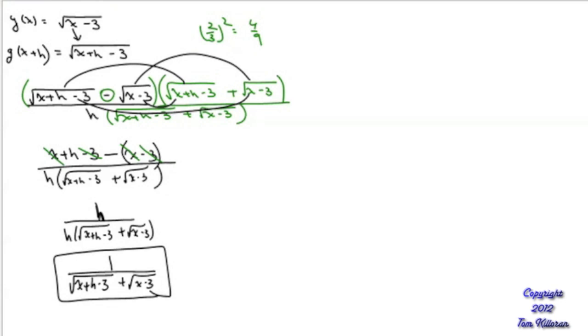What time is it? Okay, we got plenty of time. Awesome. We have plenty of time, so you can slow down.